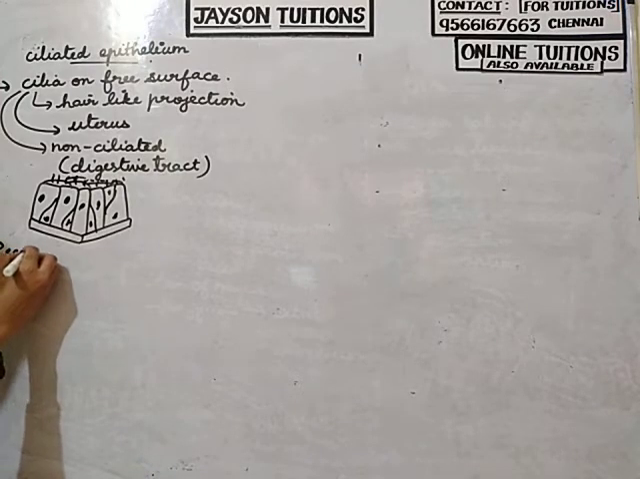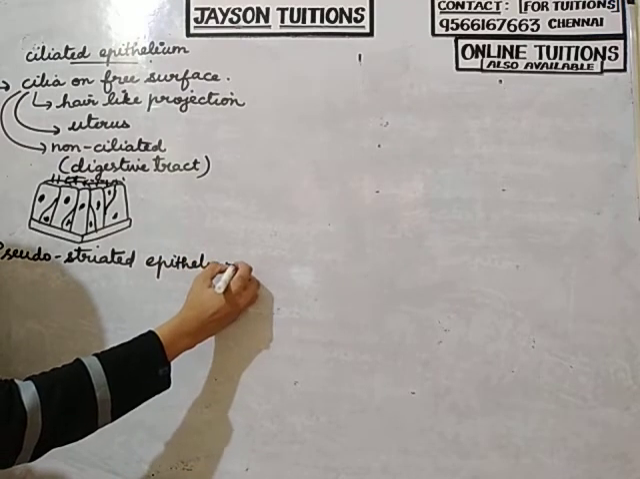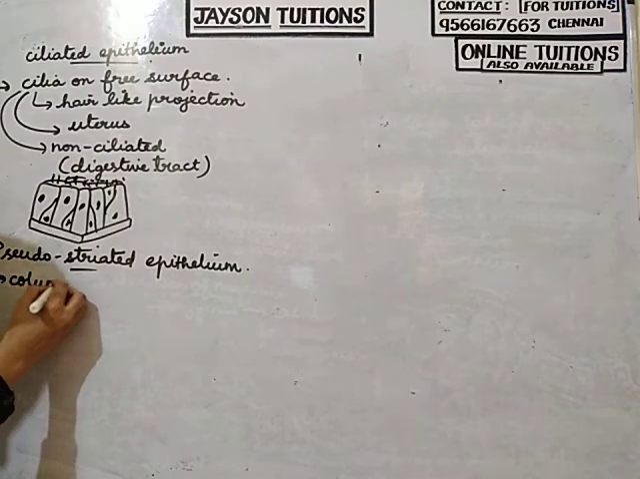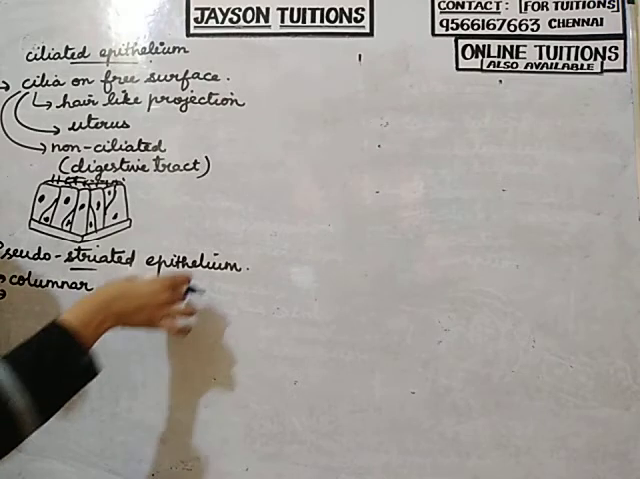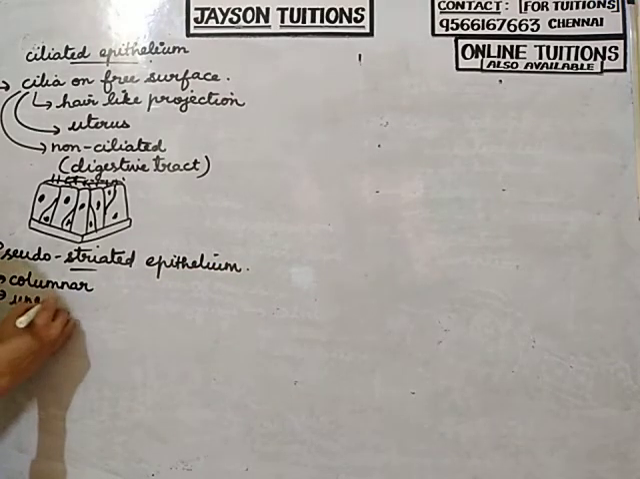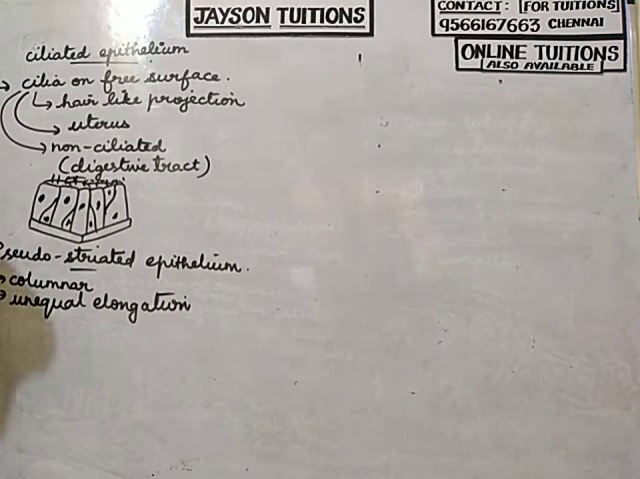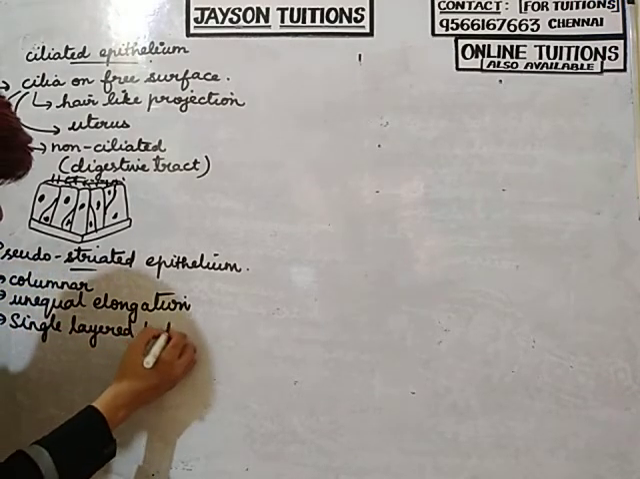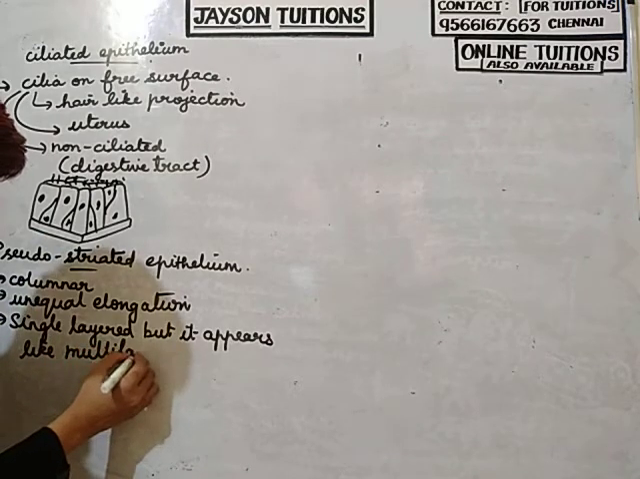The last one is pseudo-striated epithelium. So what is pseudo-striated epithelium? They are columnar. Columnar means what? They will be elongated in size, but the elongation will be unequal. Unequal elongation. It is single layered, but it appears like multilayered.